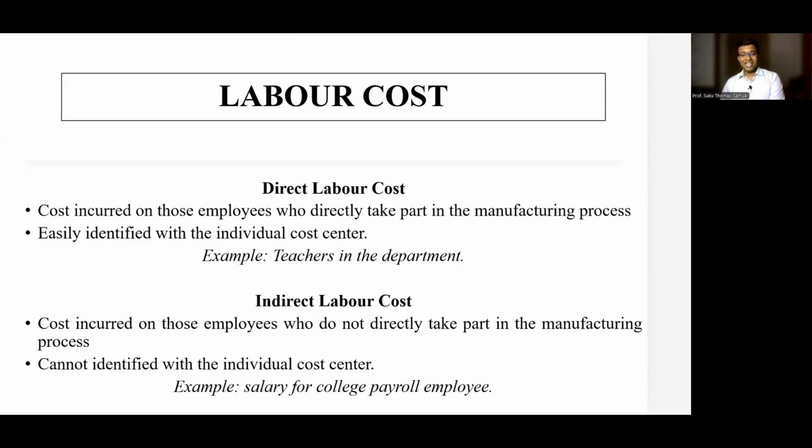Then we have indirect labor. Indirect labor is the compensation that you pay for employees who are not a direct part of your manufacturing activity. Now, they are needed as support function. They are needed as support personnel to assist the direct laborers to ensure a smooth functioning. We could think of the example of college. So the employees who are working in the payroll department, they also need to be paid salary. So the salary that gets paid out to them will be an example of indirect labor.